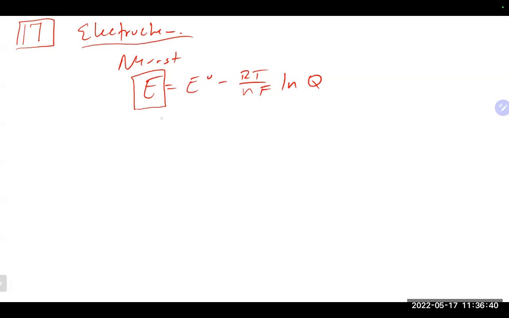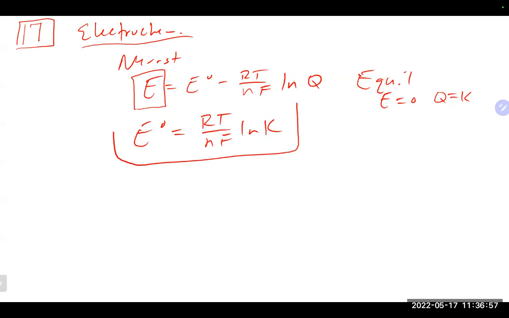We also saw one that's really related to the Nernst equation, which is when we are at equilibrium, E would equal 0 and Q would equal K, which gives us this. And this is the one we could use to figure out something that has to do with the equilibrium constant.